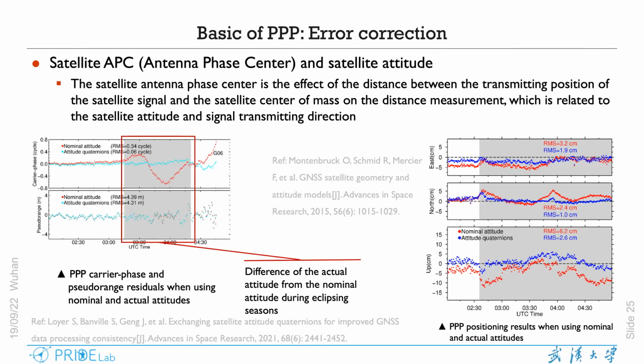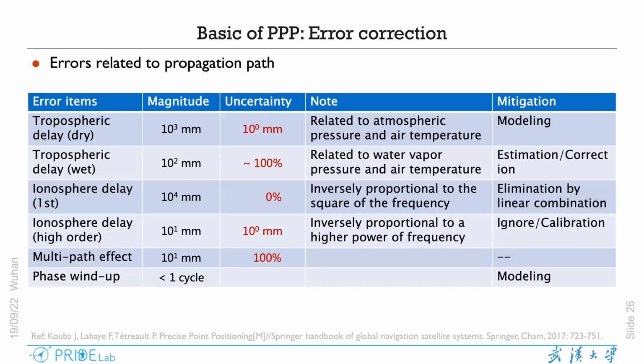So normally, these antenna phase center errors will be associated with your satellite attitude. So you have to use the attitude product from the IGS to precisely correct for the antenna phase center errors. As you can see here, this is a comparison between these two kinds of strategies. When you do not use the correct attitude product to do PPP, you will have a 1 to 2 centimeter positioning error in the kinematic positioning mode.